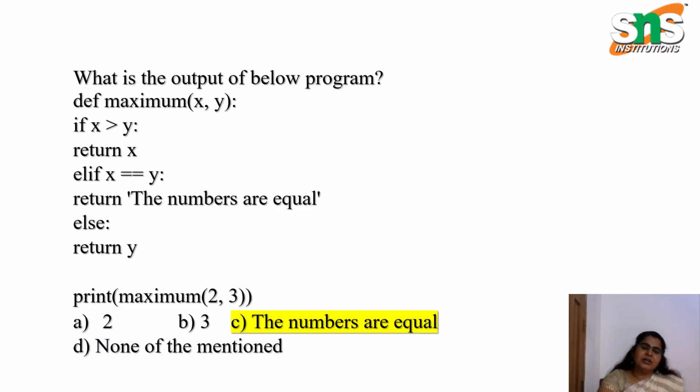And next thing is we have to find the output of a program. First I am going to define a function named maximum, because now I am going to find the maximum value of two variables, passing parameters x comma y. I am going to use an if statement here. If the condition x greater than y, it returns x, else if x equal to y it returns the numbers are equal, else it returns the value of y. Print maximum of 2 comma 3. So which one is true here? The numbers are equal. That is the output of this program.